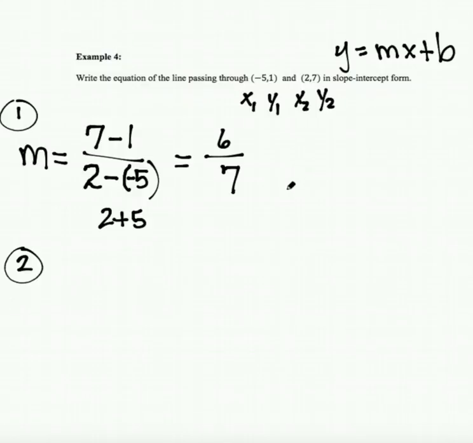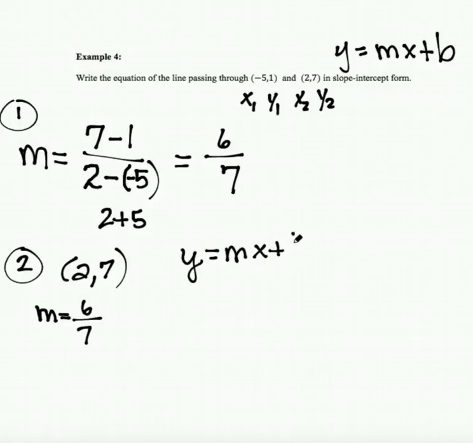If they give you 2 points in the problem, you pick your favorite one. I prefer to use the point 2, 7 just because I don't like to deal with negatives. So I'm going to use 2, 7 as my point, and obviously my slope is 6/7. So I'm going to plug those into y equals mx plus b.